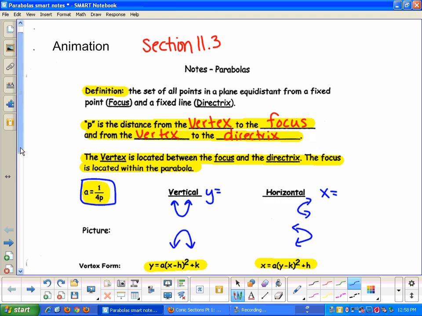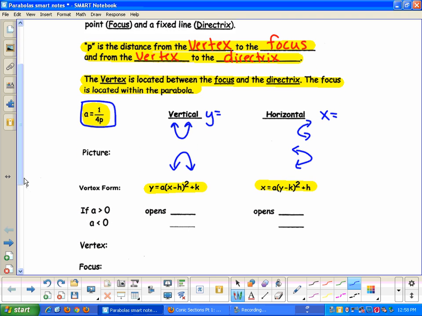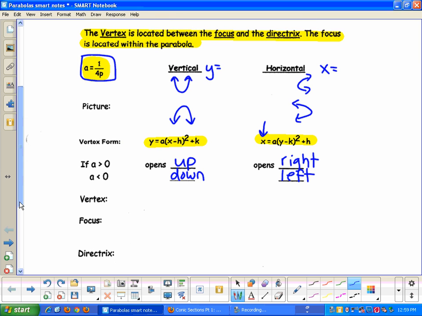So if you look down here, we have the actual equation. So y equals a times x minus h squared plus k, or notice this one is x equals a times y minus k squared plus h. So if a is greater than 0, we know that the parabola is going to open up for this equation. If it is greater than 0 for an x equals equation, it opens to the right. If a is less than 0, it's going to open down, and this one's going to open to the left. The vertex, even though we're changing our equation around, is always still going to be h comma k for these equations.